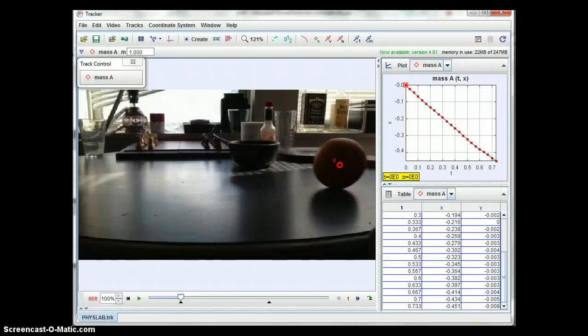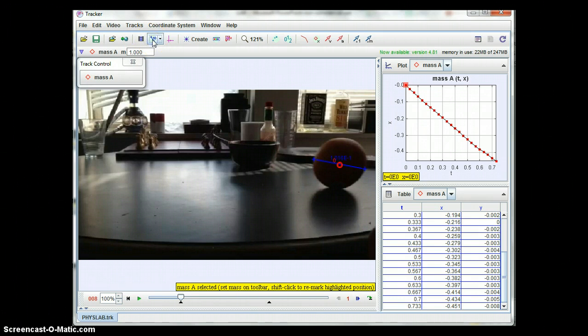For my experiment, I rolled an orange across a table to represent constant velocity. I then had to cut the video down in order to measure only the time at which the orange was actually traveling at that constant velocity. So first, I had to calibrate the tracker to the diameter of the orange, as you can see there.